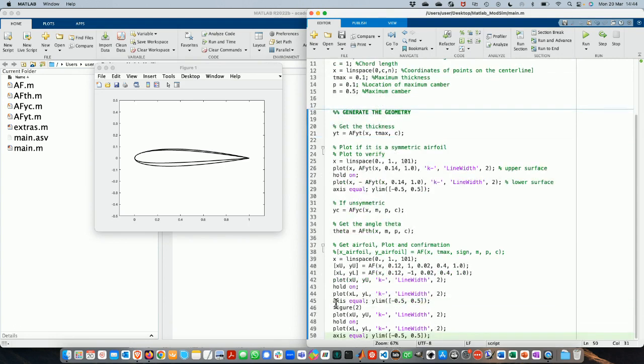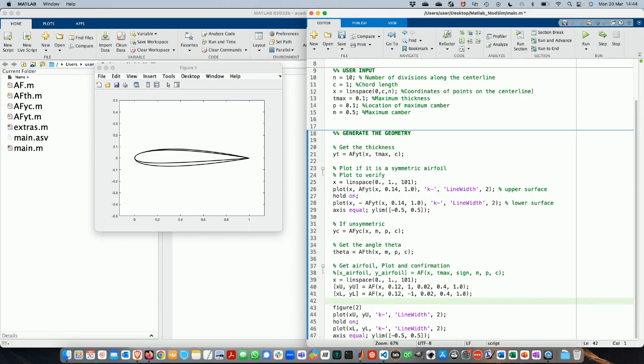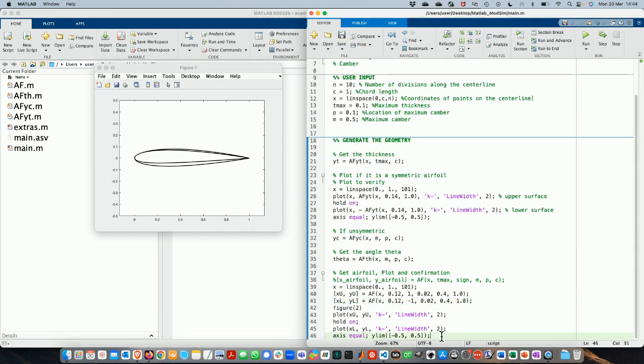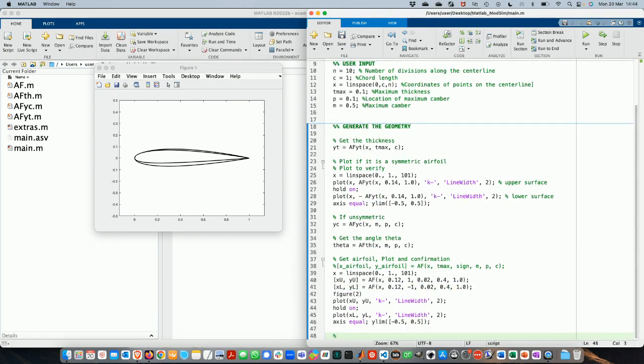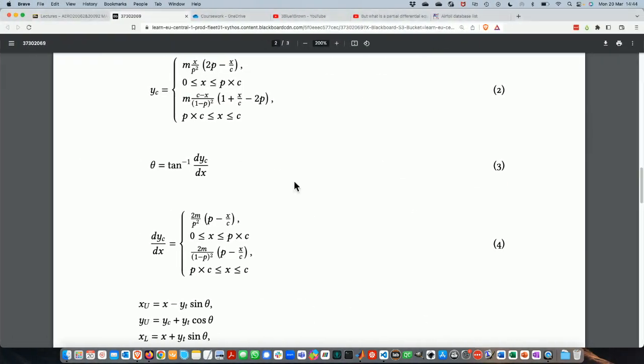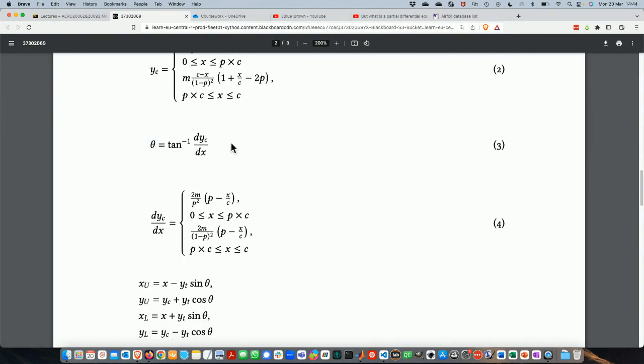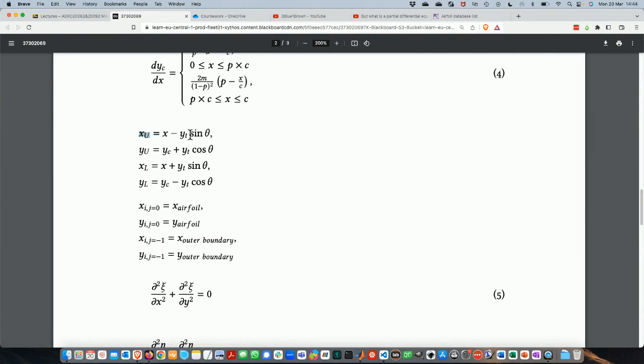Now let me just suppress one of these things. We don't need to plot them on the same thing anymore. Just to see, okay. So now we have got the geometry of the airfoil. So what would be our next step? Let's go back to our equation list. We already used YC, which was basically giving us the Y coordinate of the airfoil profile. We know the theta, we have used that in order to get our XU, YU, XL, and YL, right? So this essentially gives us the upper surface and the lower surface of the airfoil.